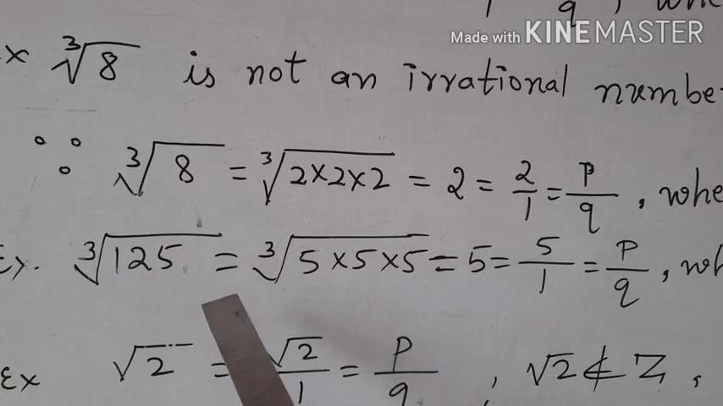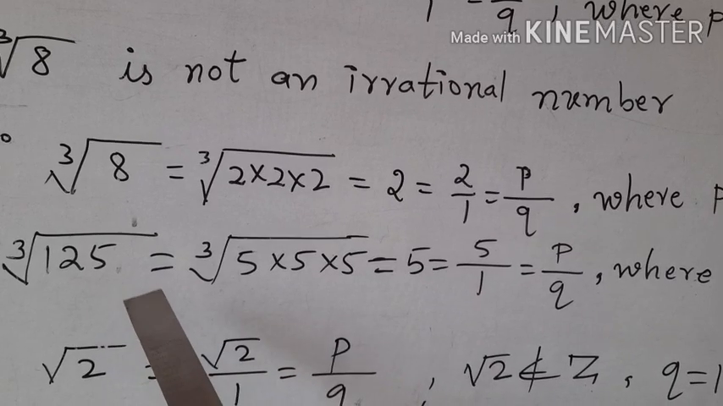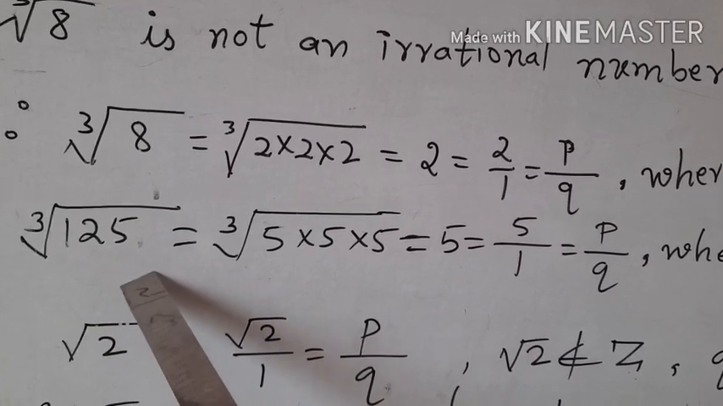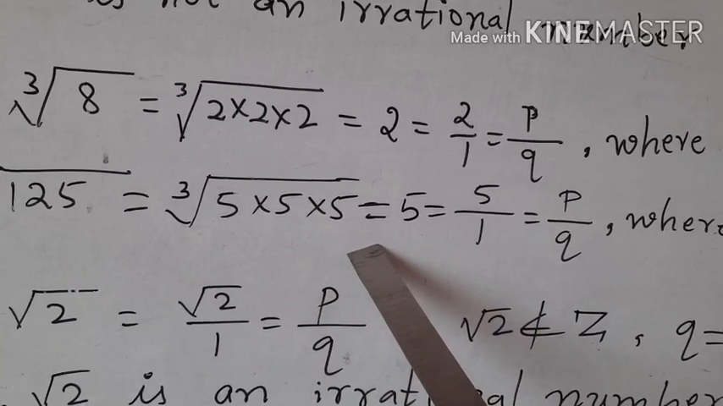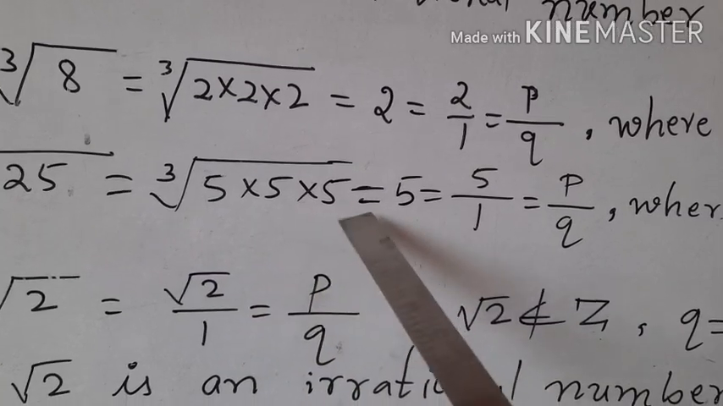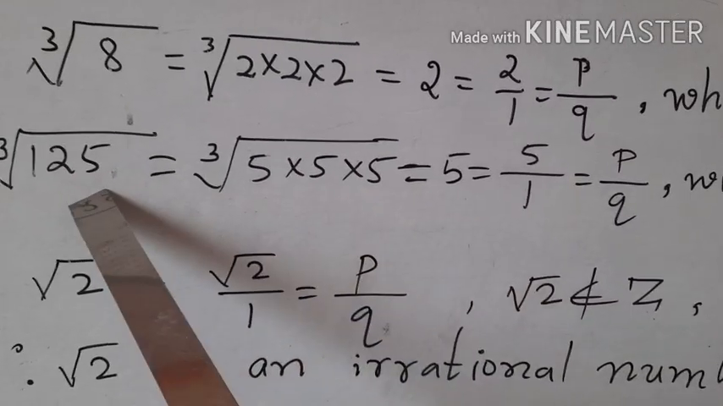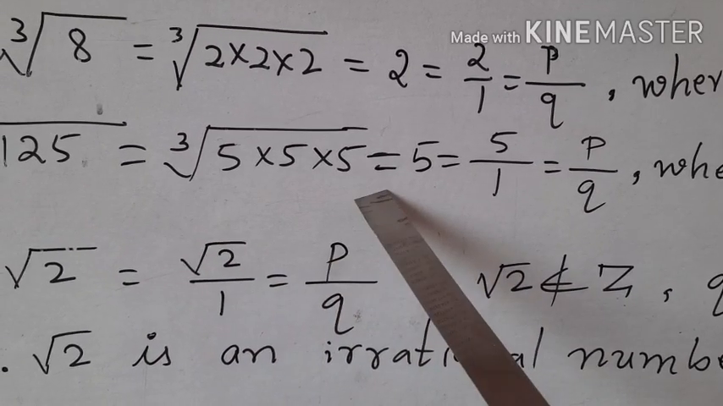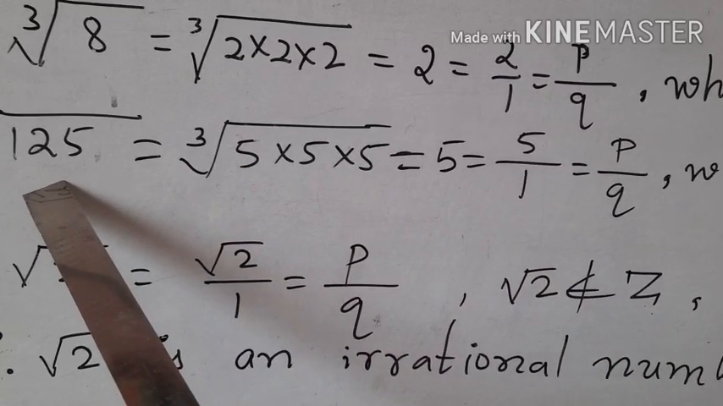Is cube root of 125 an irrational number? No. Because 125 is a perfect cube. You can write this 125 as a product of 3 equal integral factors. Okay. Which are those equal integral factors? 5 into 5 into 5. Here 125 is equal to the product of 3 factors and all the 3 factors are equal. That is why 125 is a perfect cube.